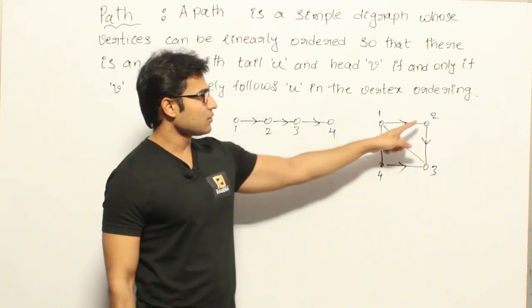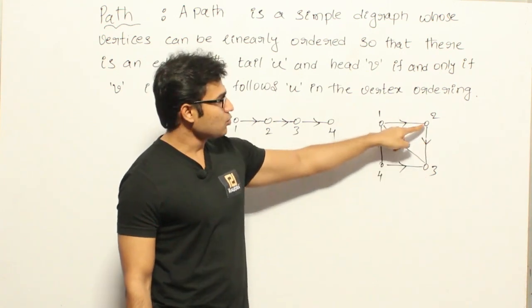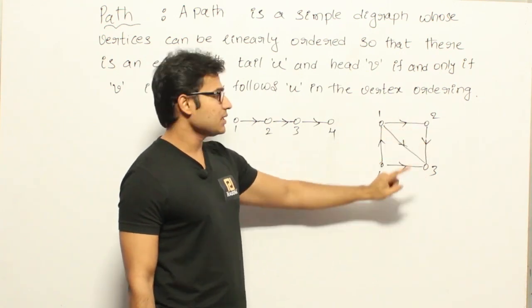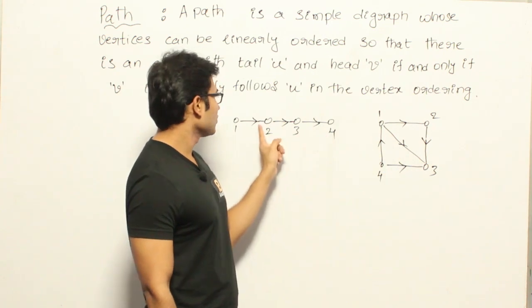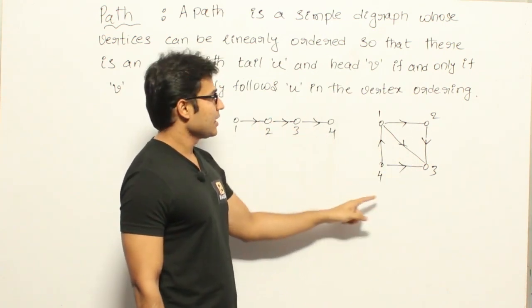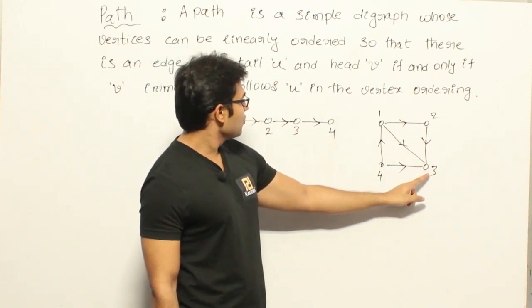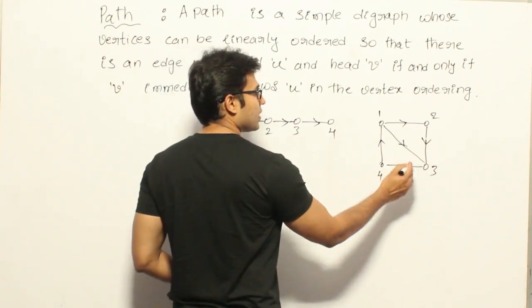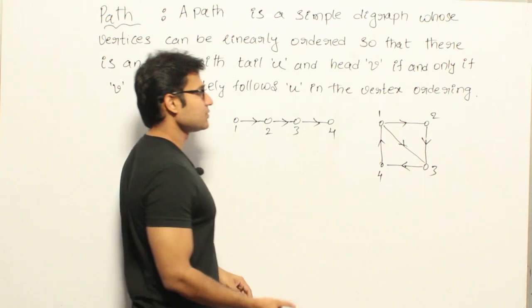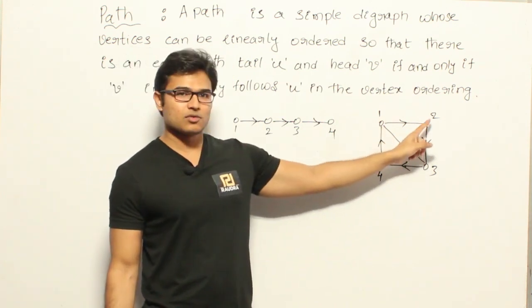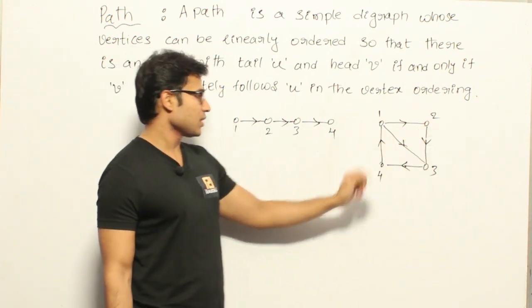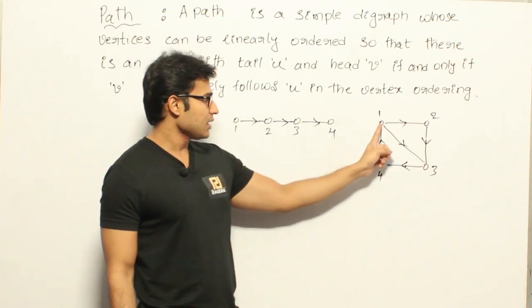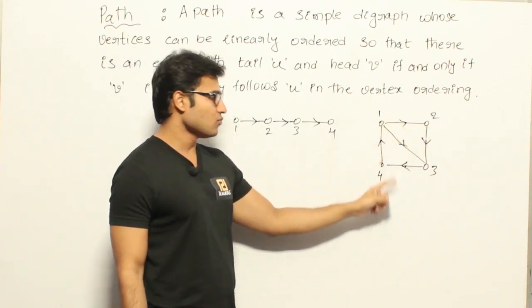From 2 to 3 you can go, because 2 is the tail and 3 is the head, right? So from 2 to 3 there is an edge. And now from 3 to 4, if you have to go, you should have an edge like this, right? Let us assume that this is the way. Now from 1 to 2 I can go, 2 to 3 I can go, and 3 to 4 I can go. Therefore you can say that there is a path from 1 to 4.